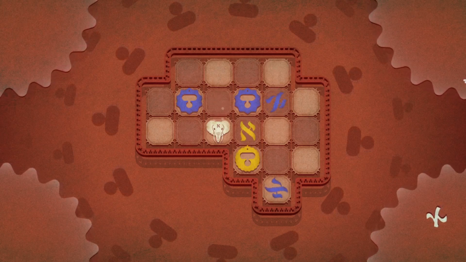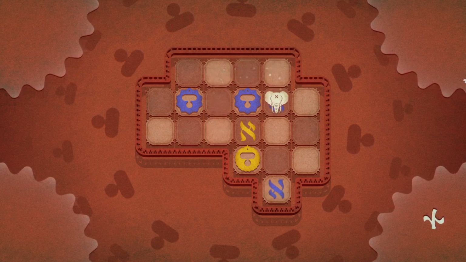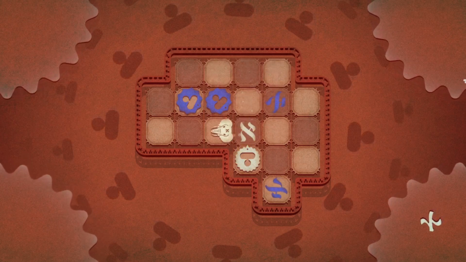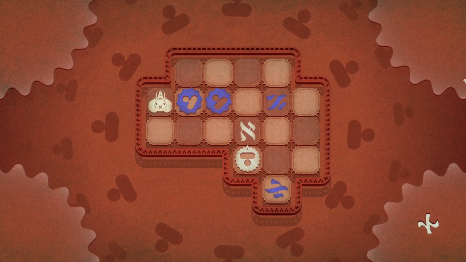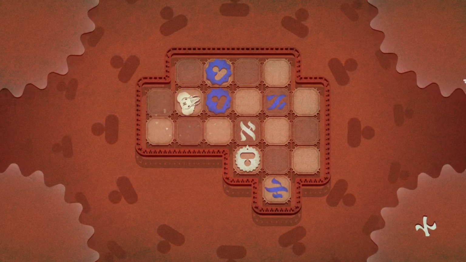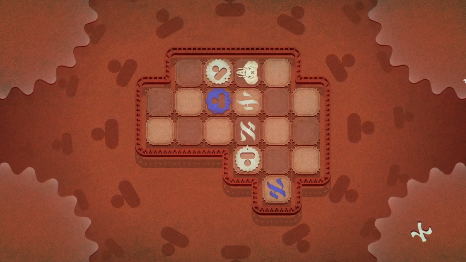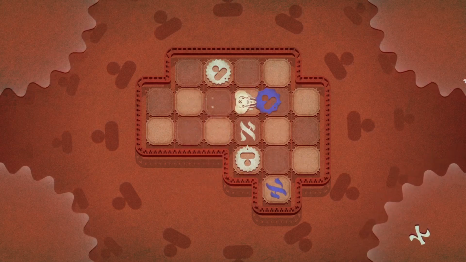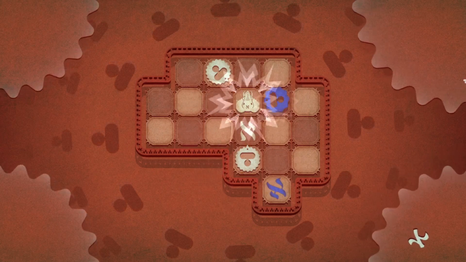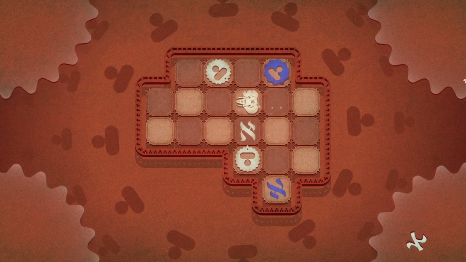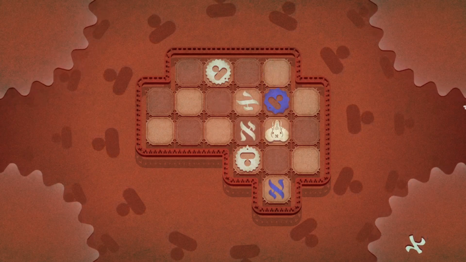So perhaps I need first a connection to this guy, which I can then move around. Get you out of position. Well, this glyph here is also not useful because I can't get this to happen, and then yeah.